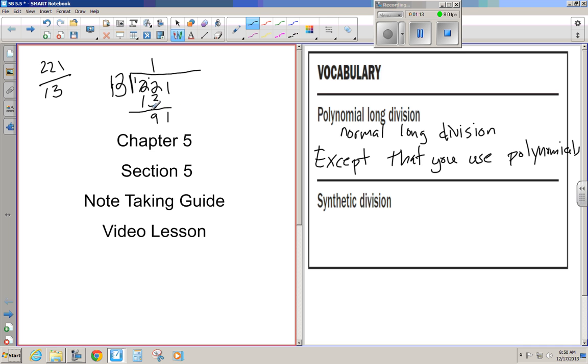And multiply. Let's see, what times 13 gives us close to 91. Let's see here, 9. Definitely not. So 8, maybe. Nope, 7, I think. 7 times 3 is 21. Carry the 2. 7 times 1 plus 2 is 9, 91. 0, so it's 17. And basically the 0 is a remainder over 13. So 17 and 0/13 is just 17.